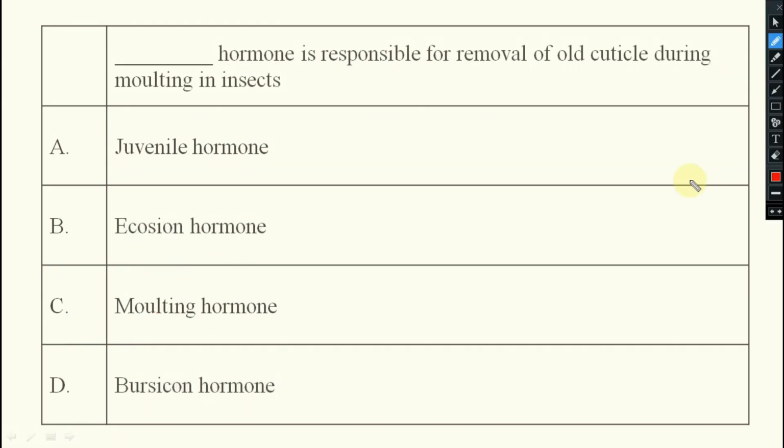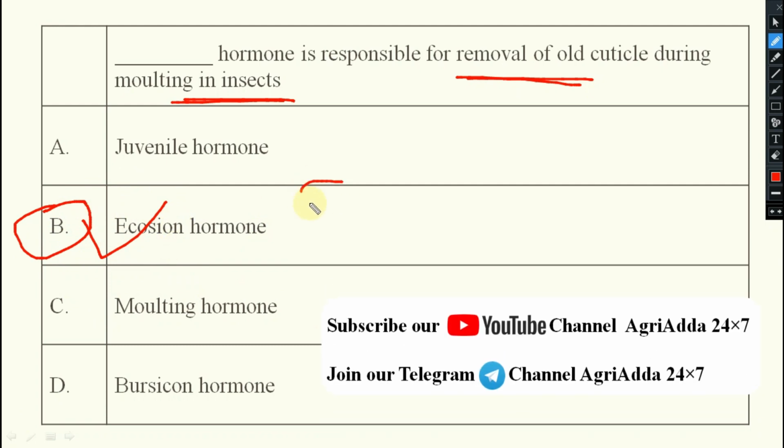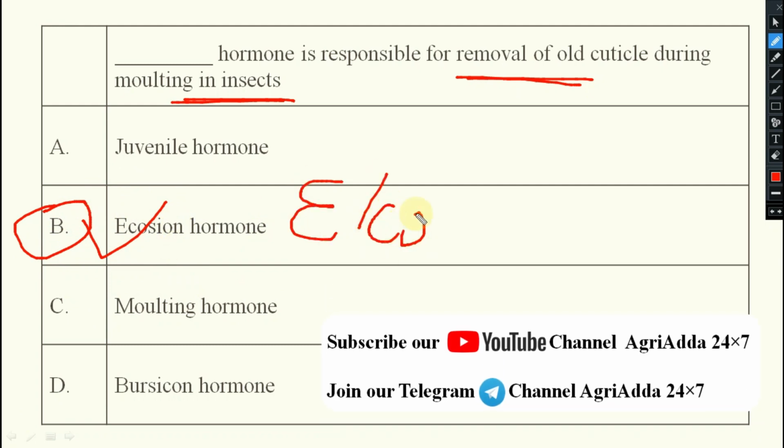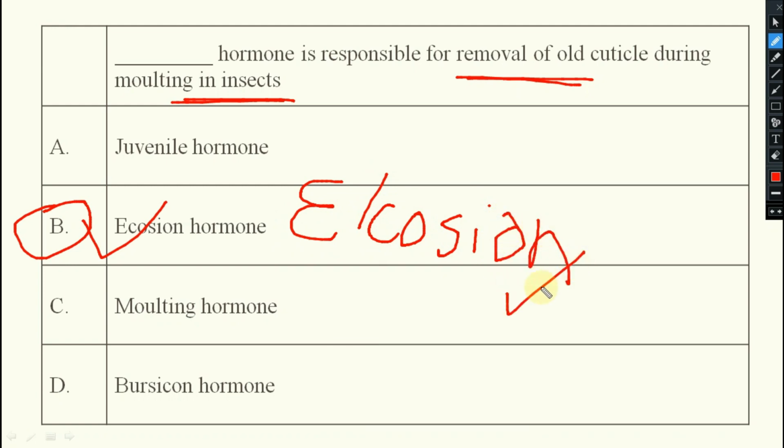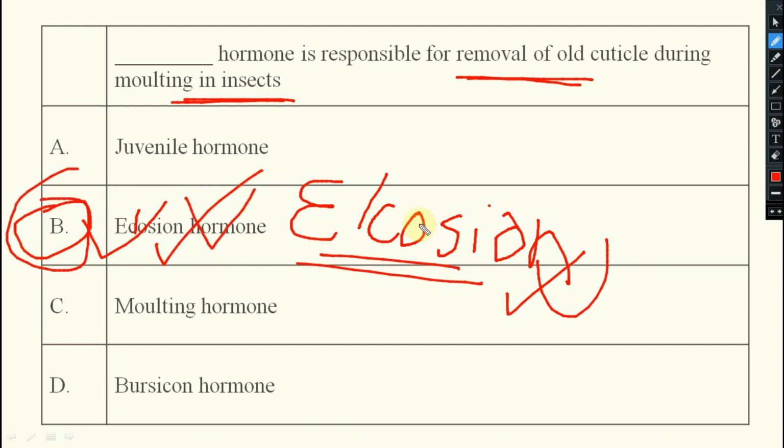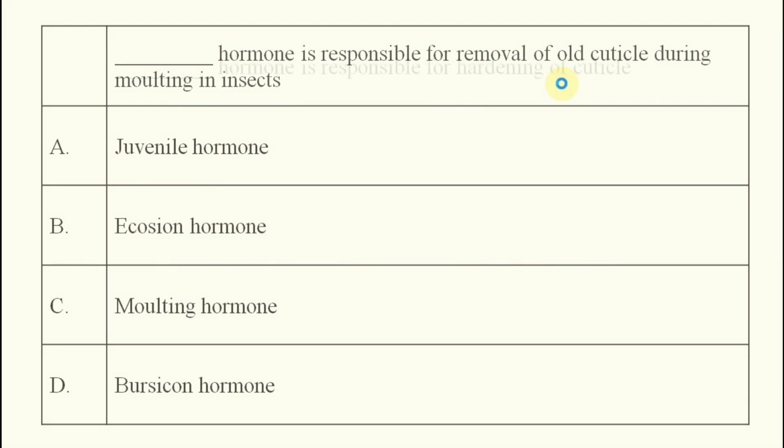Which hormone is responsible for removal of the old cuticle during molting in insects? Which one? Removal of the old cuticle, that will be what? Option B, that is eclosion hormone. Option B will be your right answer. Eclosion hormone is responsible for easy removal of the old cuticle.